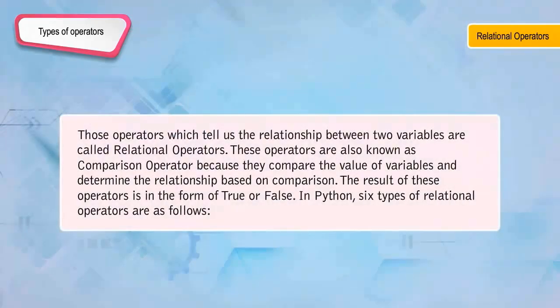Relational operators. Those operators which tell us the relationship between two variables are called relational operators. These operators are also known as comparison operators because they compare the value of variables and determine the relationship based on comparison. The result of these operators is in the form of true or false. In Python, the six types of relational operators are as follows.